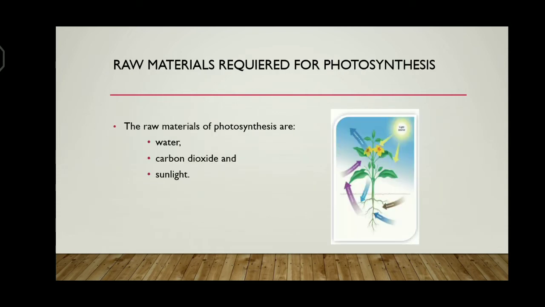Third point is raw material required for photosynthesis. In photosynthesis, the raw materials required are: number one, water; second, carbon dioxide; and third, sunlight.